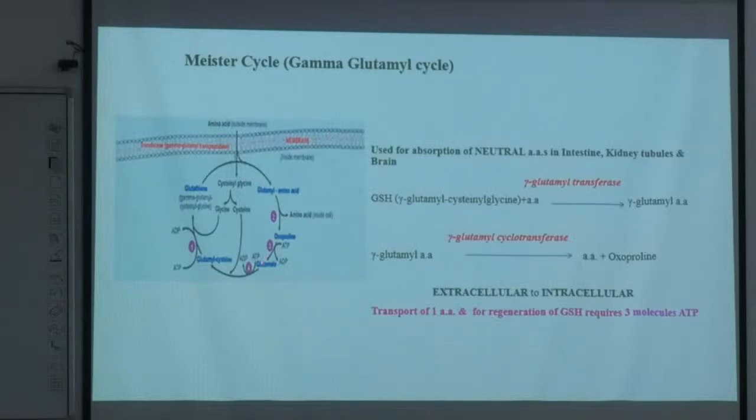During the process, 3 molecules of ATP are used. So it's a high energy requiring process, and it usually operates in times of need, and it is present in the intestine, kidney tubules and brain. Because in the kidney, in the glomerular filtrate, some amount of amino acids are also excreted, so that amino acid gets reabsorbed by this system also. So from extracellular amino acids, it will be taken inside the cells, and remember, transport of one amino acid requires at least 3 ATP molecules.